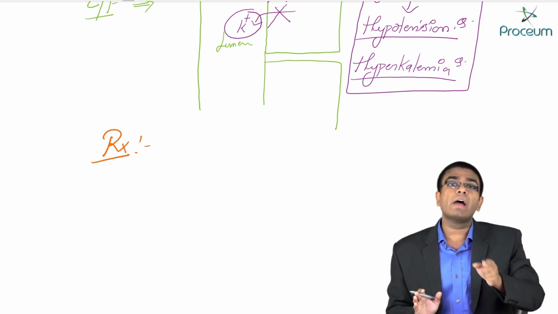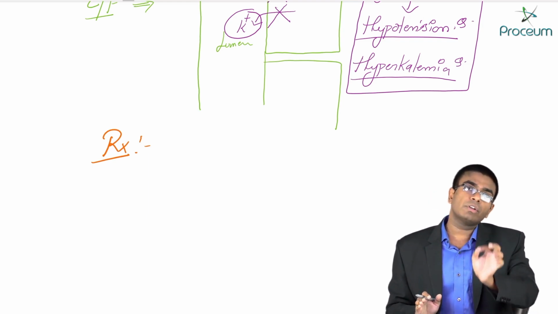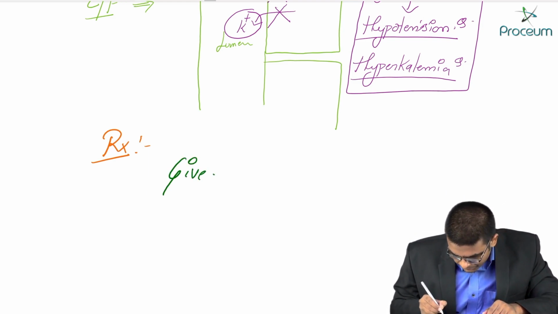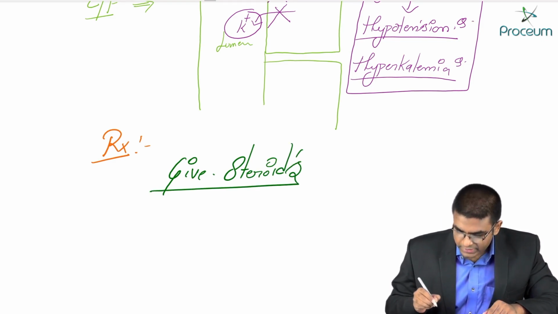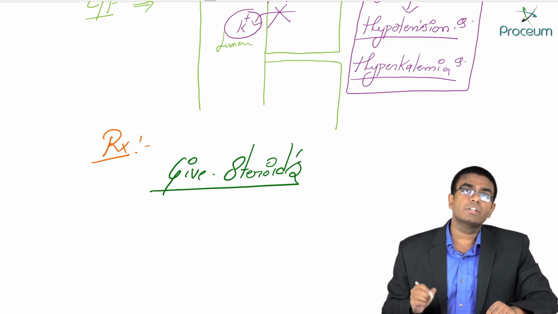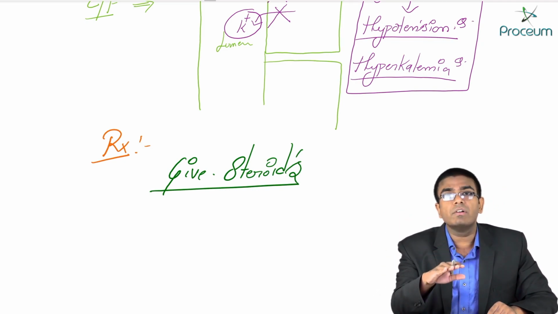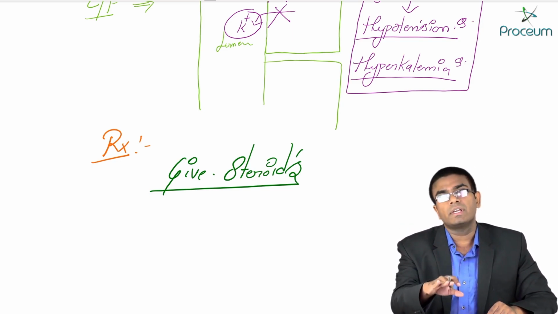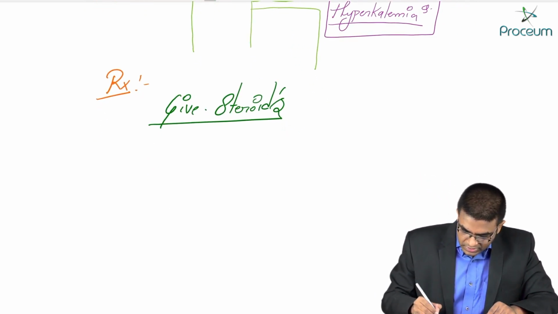So what you have to do? You have to treat this baby with steroids. So treatment is give steroids. Okay, if you give the steroids, what happens? These steroids will go and suppress the production of ACTH, giving negative feedback to the ACTH. So ACTH production comes down, so there is no stimulation on the adrenal gland. If there is no stimulation on the adrenal gland, it decreases the androgen synthesis from the adrenal cortex. So this is the treatment.